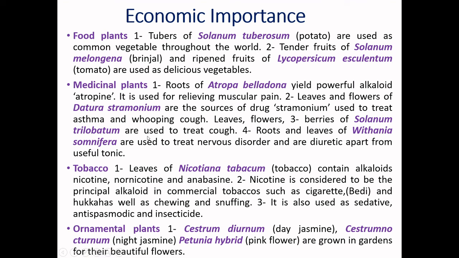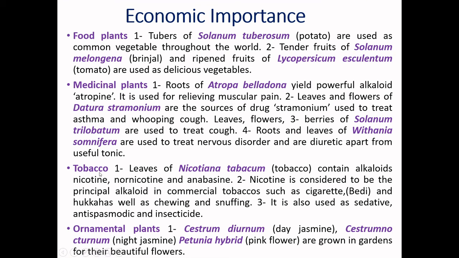Then berries of Solanum trilobatum are used to treat cough, and roots and leaves of Withania somnifera are used to treat nervous disorders and are diuretic apart from being a useful tonic. That means members of family Solanaceae are very economically important to man.